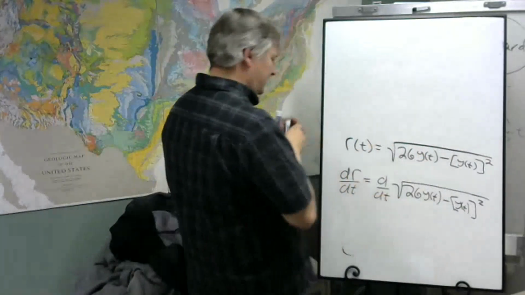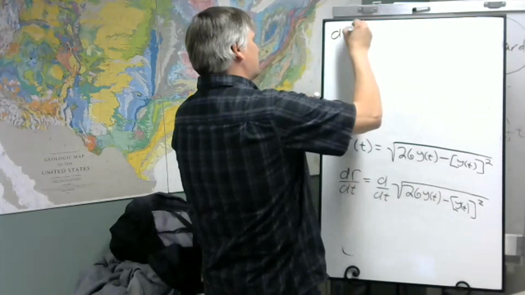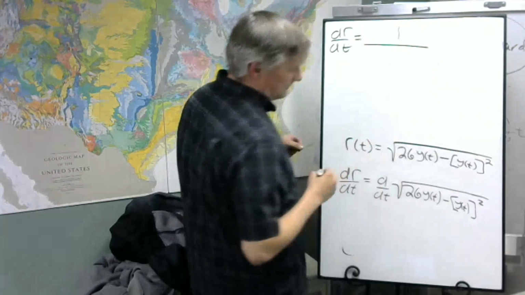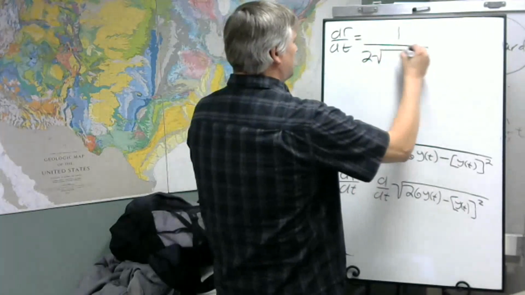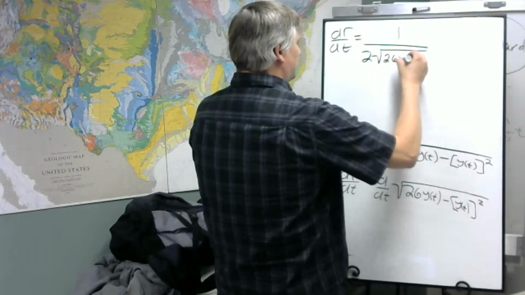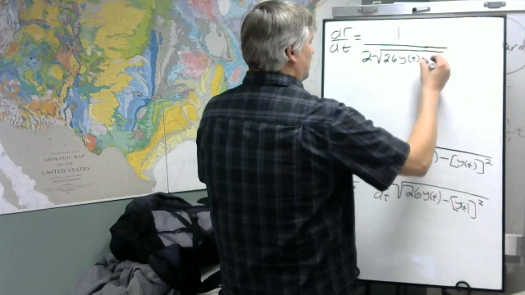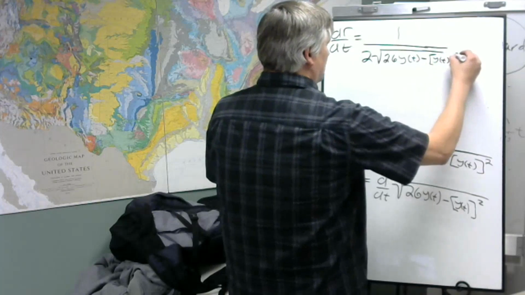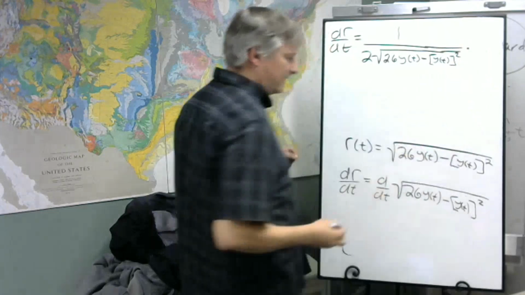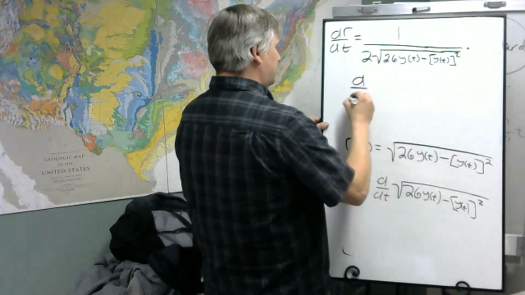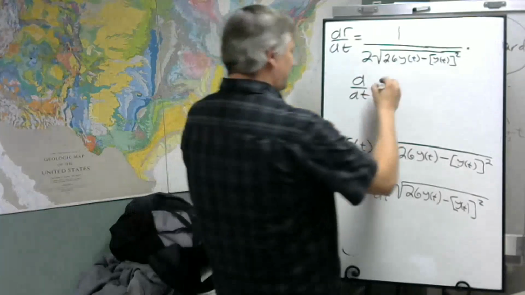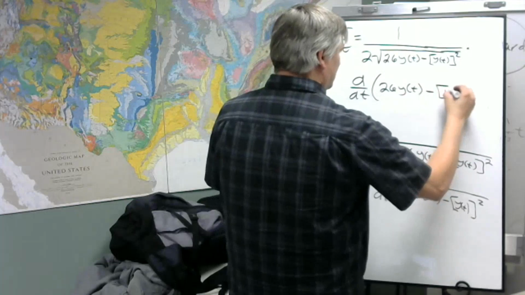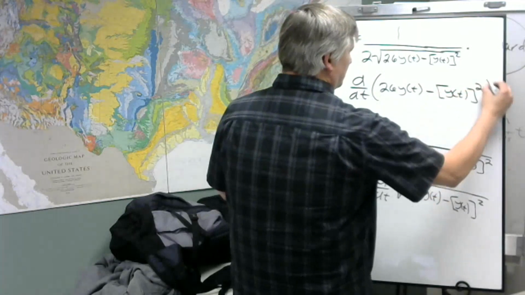So taking the derivative of this, it's going to be 1 over, it's actually 1 over 2 square root of 26y of t minus y of t squared, times the derivative, and this is the chain rule, I'll go over this in a second, of 26y of t minus y of t squared.